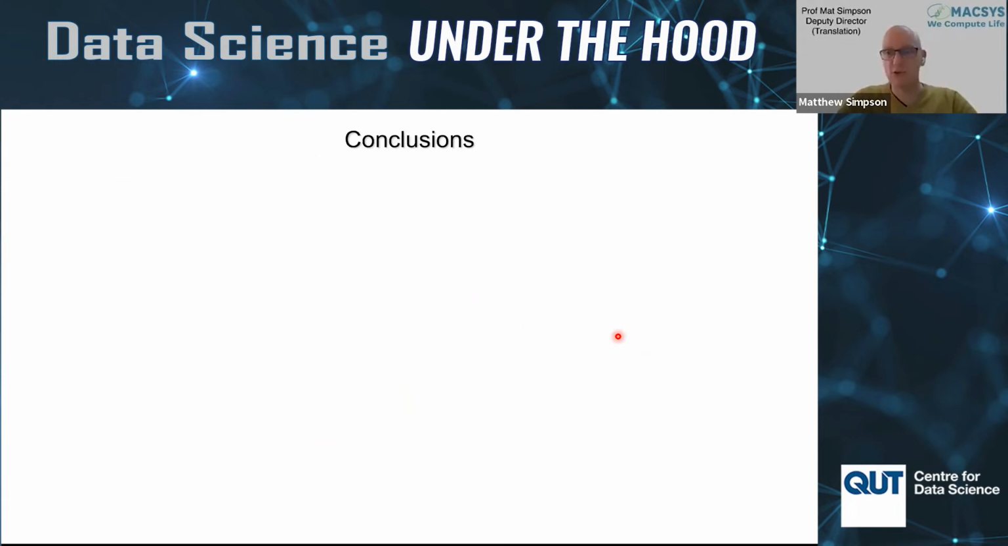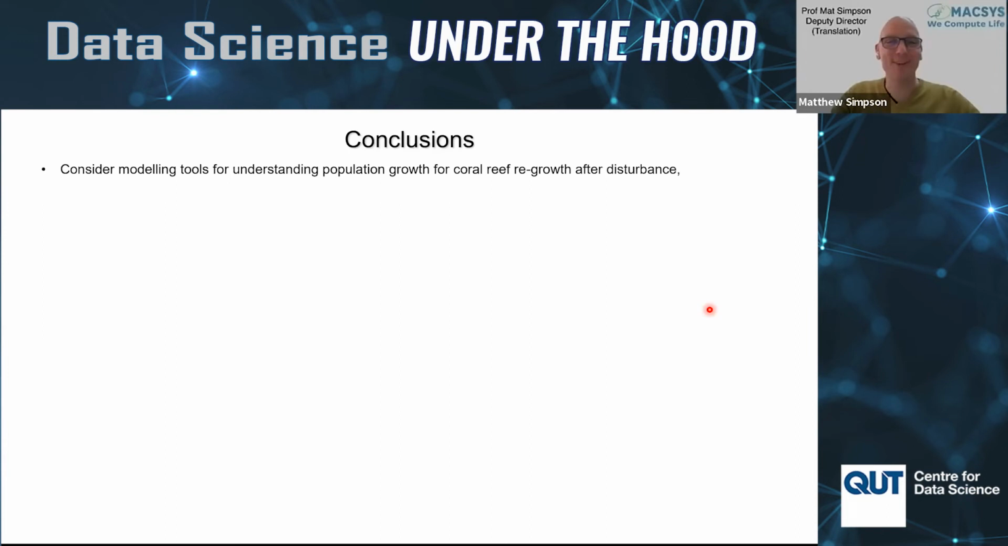Draw my presentation to an end. So I'll just have a few points of conclusion and then maybe take some questions. Hopefully my internet stays stable long enough to do that. Sorry, Chris. So in conclusion, what I've done today is consider some mathematical and statistical modelling tools that might be helpful for understanding population growth in the context of coral reef regrowth after a disturbance. And this is very topical for us in terms of Great Barrier Reef management and strategies for management.